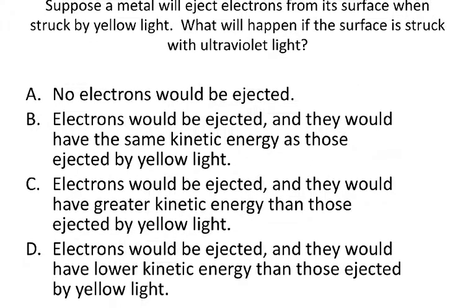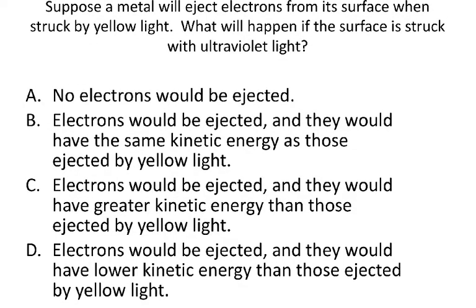So let's think through this question. Suppose a metal will eject electrons from its surface when it is struck by yellow light. What will happen if the surface is struck by ultraviolet light? A: No electrons will be ejected. B: Electrons will be ejected, and they have the same kinetic energy as those ejected by yellow light. C: Electrons would be ejected, and they would have greater kinetic energy than those ejected by yellow light. D: Electrons would be ejected and they would have lower kinetic energy than those ejected by yellow light.